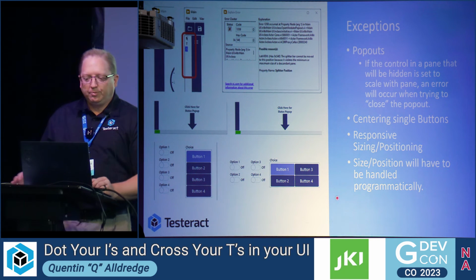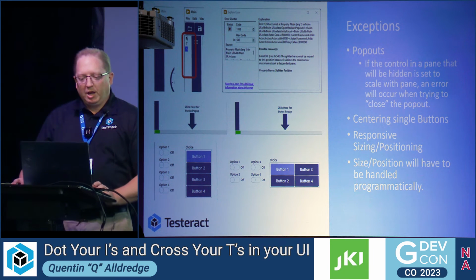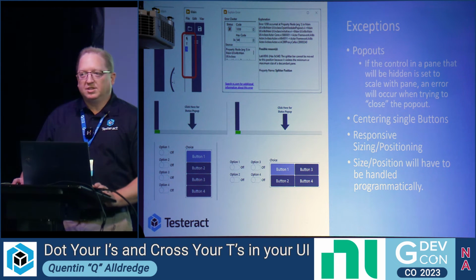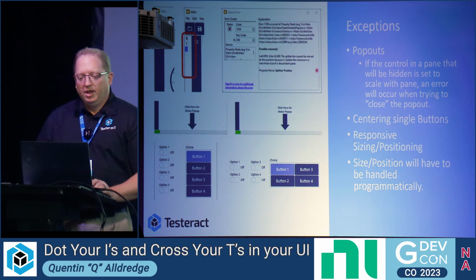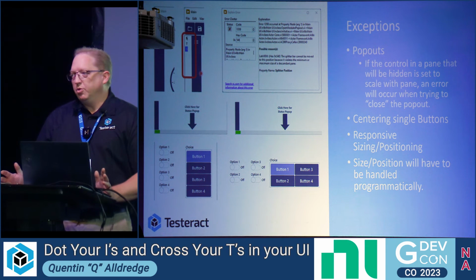So some exceptions. If you're going to do a pop-out, like I'm going to show you in just a moment, if you set, like this is a list box right here, if you set that to resize with the pane and you want to collapse this all the way down, you'll get an error. You'll get this error right here saying that you're setting it smaller than you can. So in that case, you can't just have it be that way. You have to handle the resizing programmatically.